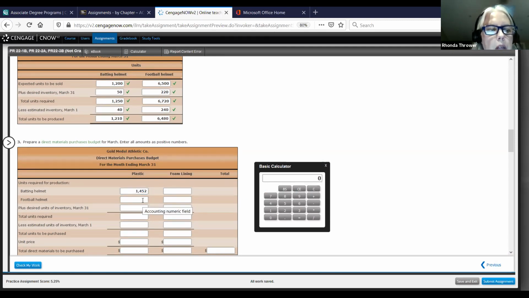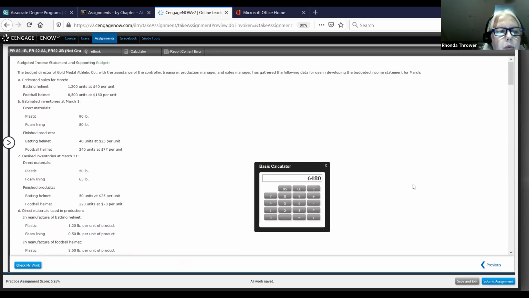You're going to do the same thing for the plastic for the football helmets. The football helmets that we're going to be producing this time, according to our production budget, is 6,480. So I'm going to put that in my calculator first. And we're going to multiply this amount by the amount of plastic that it takes to produce the football helmets.